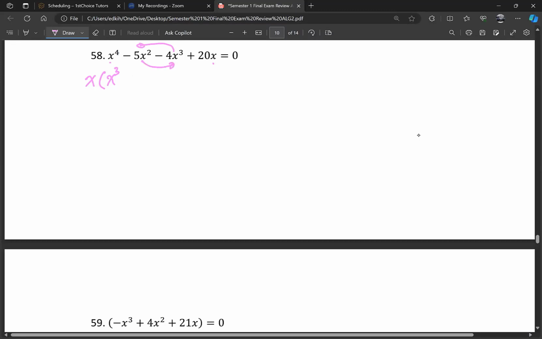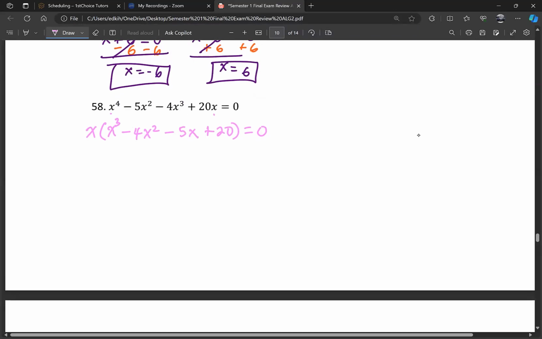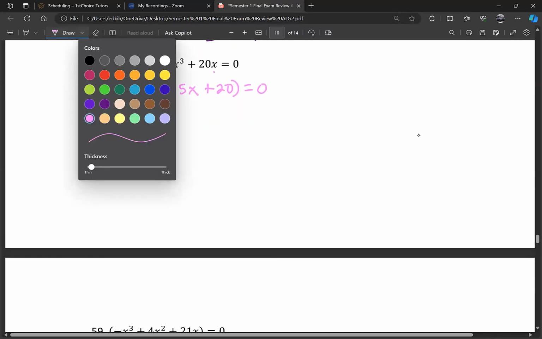So it'll be x to the third, and then this here will be minus 4x squared, which makes this guy here minus 5x plus 20 equals 0. Yeah, so that was sneaky. Y'all be careful, folks. So now we go, great.